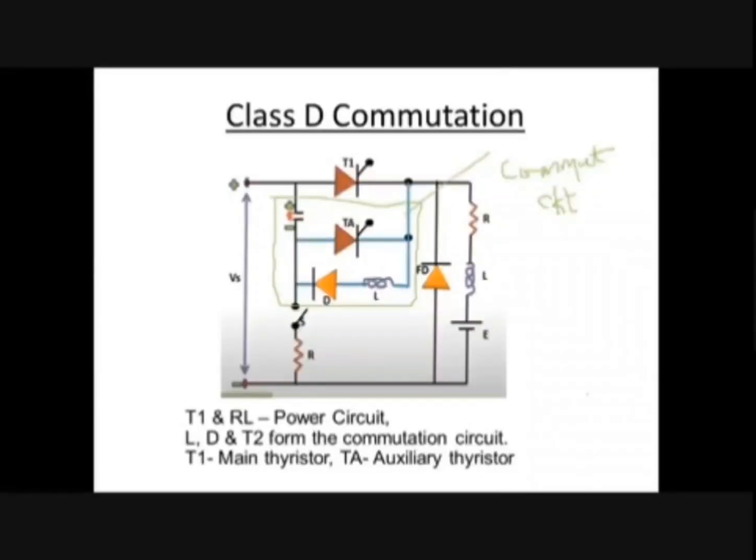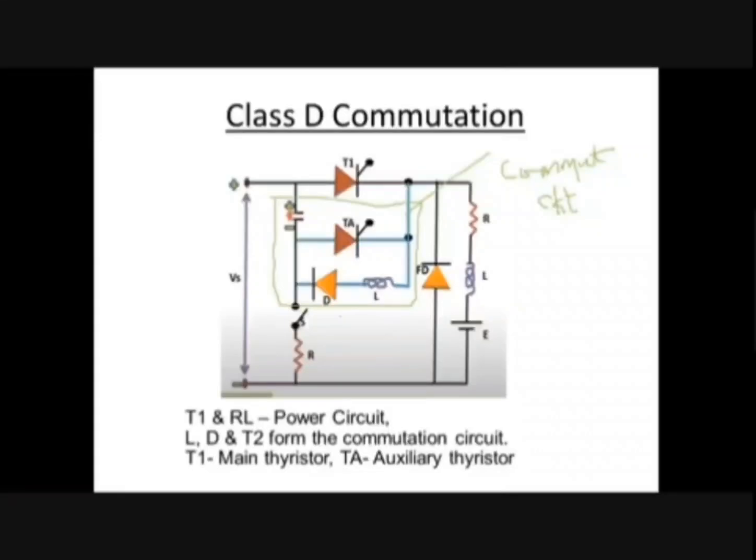And we have other components. This FD represents the freewheeling diode. I mentioned here that L, D and T2 form the commutation circuit, where T2 is nothing but TA. So T1 is the main thyristor, TA is the auxiliary thyristor. T1 and RL form the power circuit. This FD is nothing but the freewheeling diode. I will explain about this in further classes, so don't worry about this FD and all.